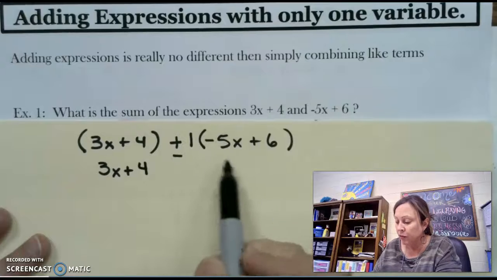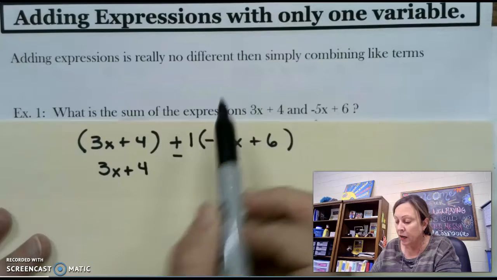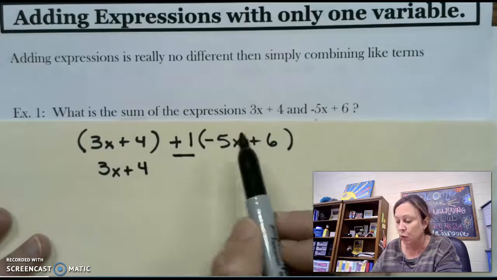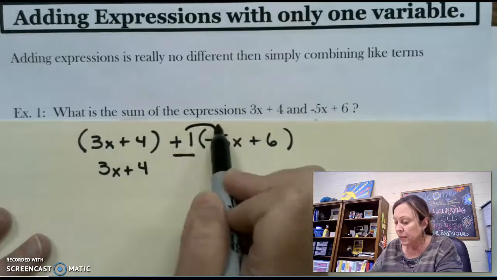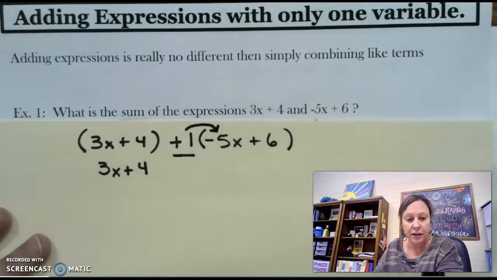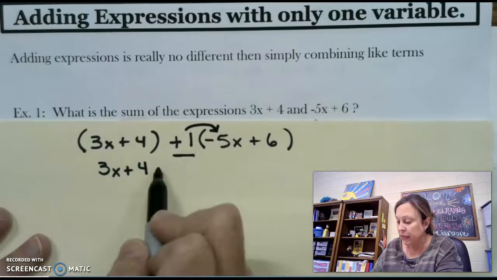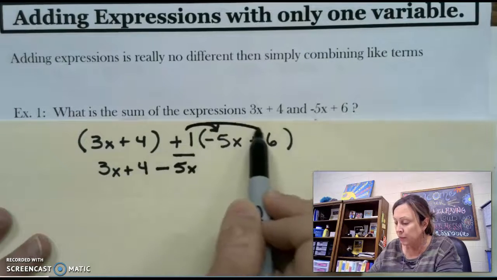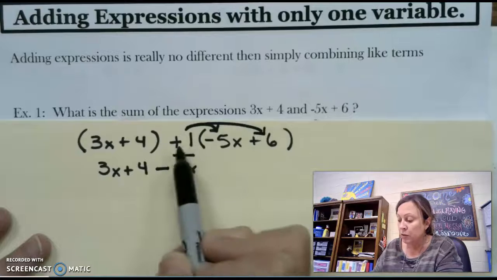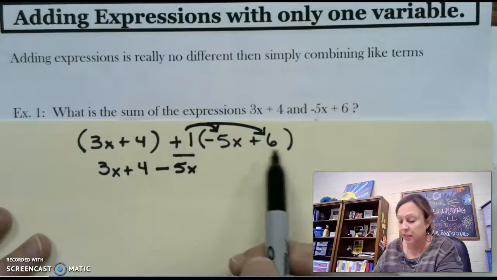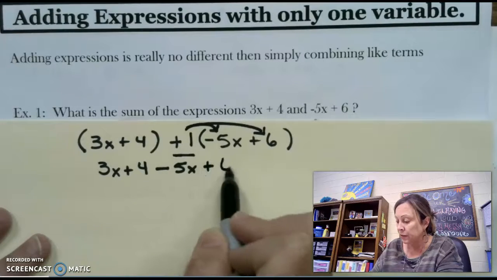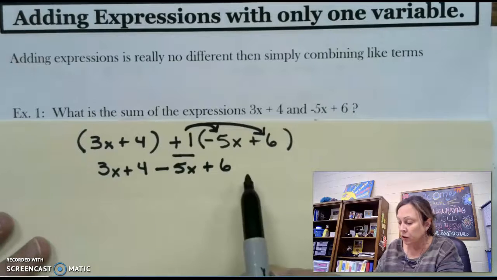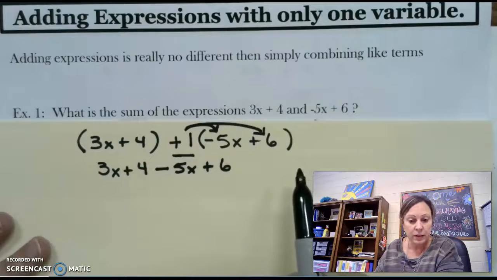Now we want to get rid of this set of parentheses, and so we're really thinking about this as distributing a positive 1. So positive 1 times negative 5x, a positive times a negative, gives me a negative 5x. Positive 1 times a positive 6 gives me a positive 6. So my new expression includes no parentheses.